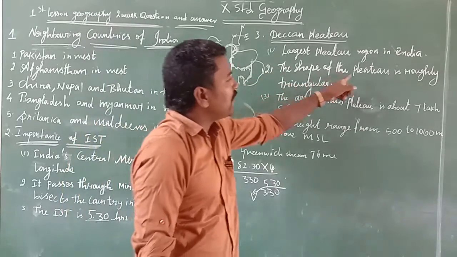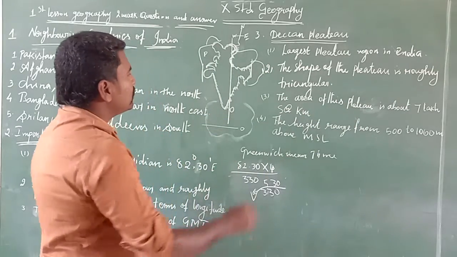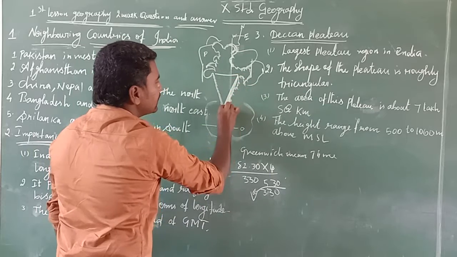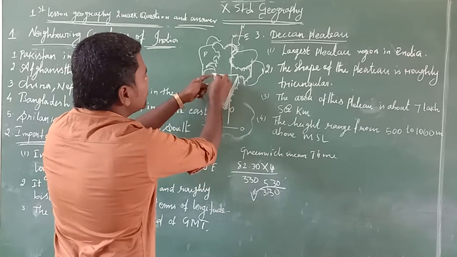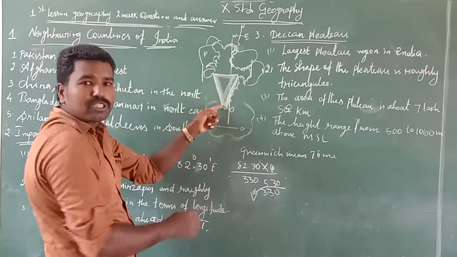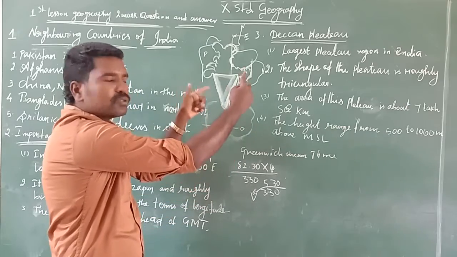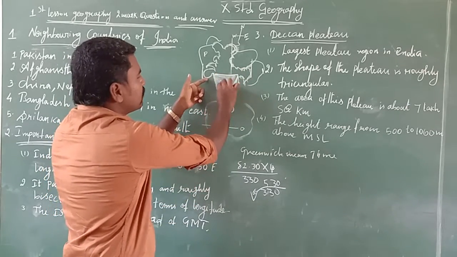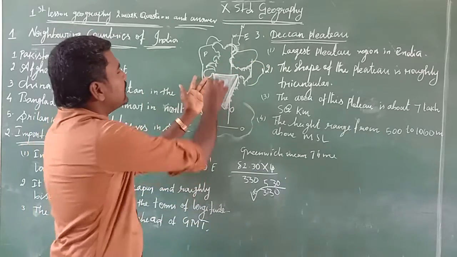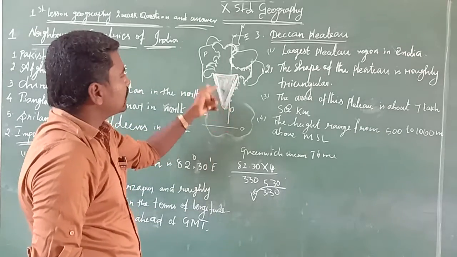The shape of the plateau is roughly triangular. You know very well that the shape of peninsular India is triangular. That's why the Deccan Plateau, situated between the Western Ghats and the Eastern Ghats, makes a triangular shape.